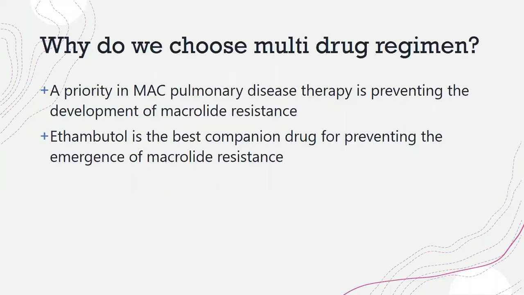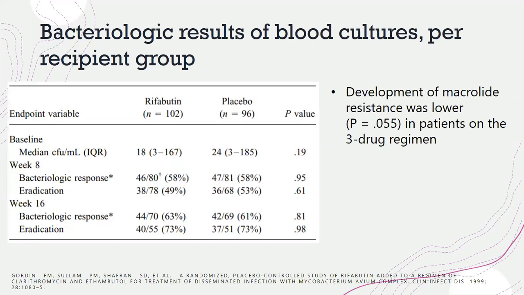But then the question comes up, why do we choose a multi-drug regimen in the first place? The priority in the treatment for Mycobacterium avium is preventing the development of macrolide resistance. The best drug that's thought to be a companion to macrolides is ethambutol. On top of that, we add rifampicin, and the reason is that this was a randomized control trial where they added rifabutin to clarithromycin and ethambutol, and there were 2 arms. One arm got the rifabutin, one got a placebo, and even though there was no improved bacteriological response to adding rifabutin, it was the same.